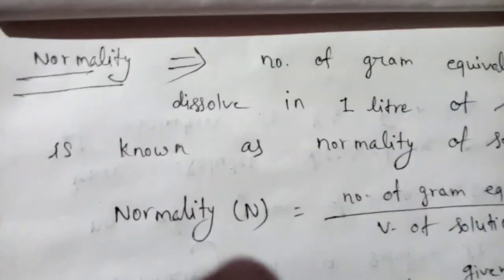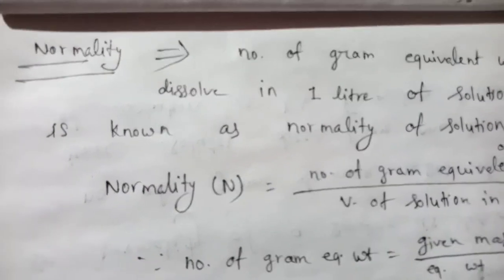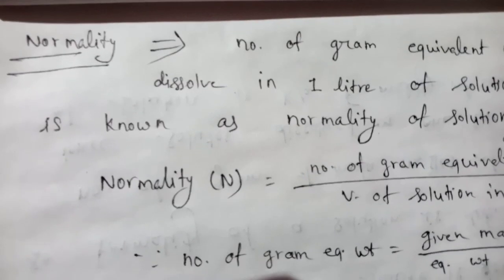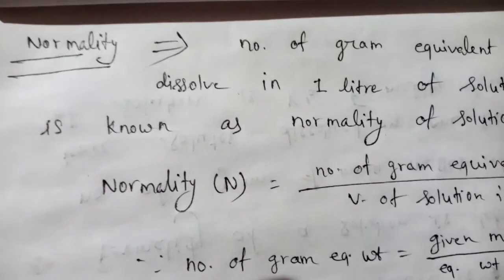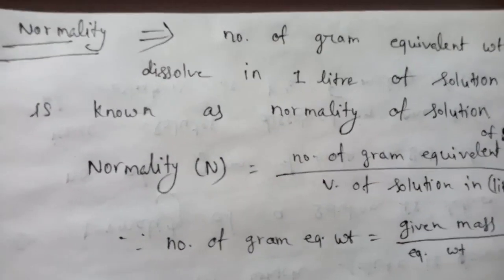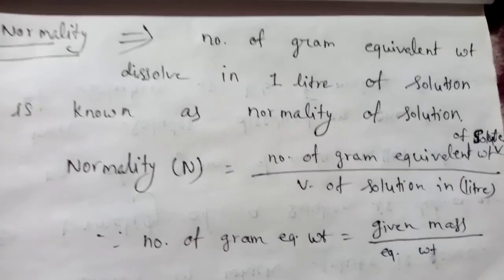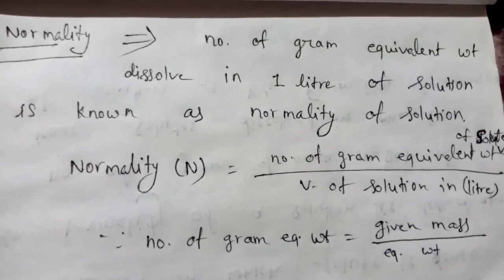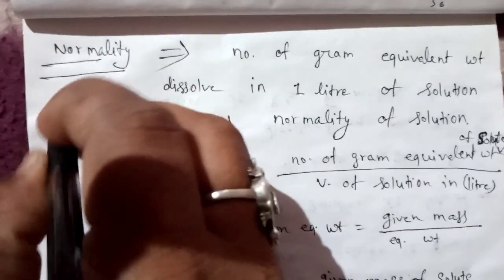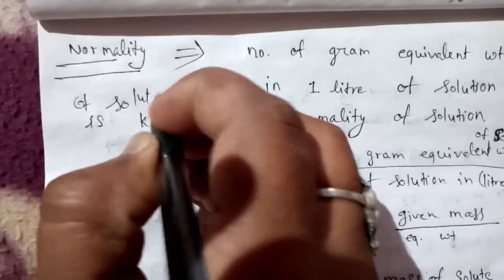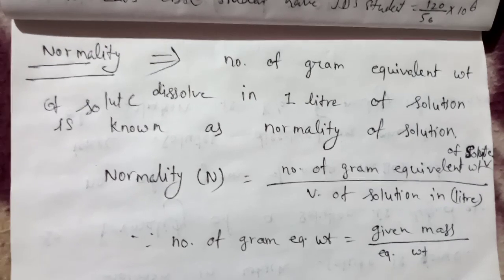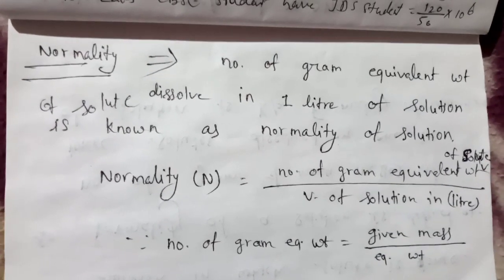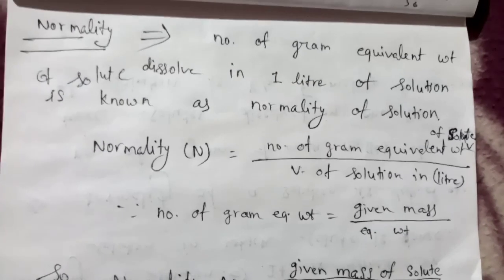Now we will move on to the next topic, which is normality. As we discussed in molarity, the number of moles of solute dissolved in 1 liter of solution, in normality we will discuss the number of gram equivalent weight. The number of gram equivalent weight of solute dissolved in 1 liter of solution is known as the normality of solution.